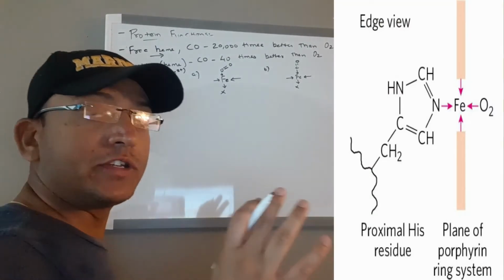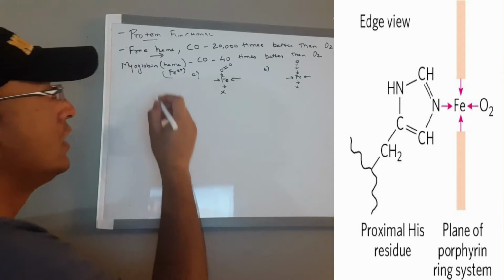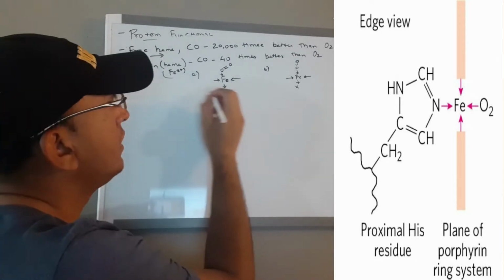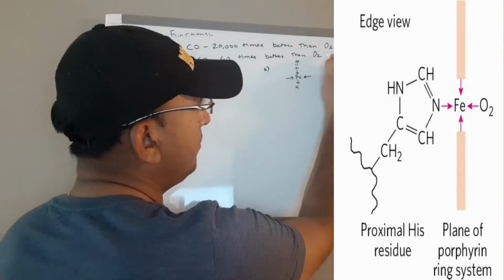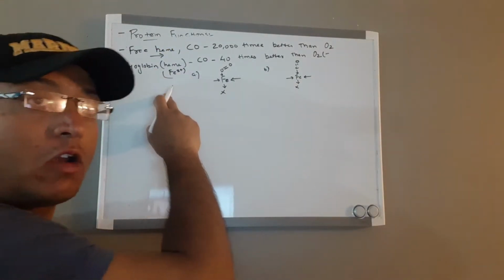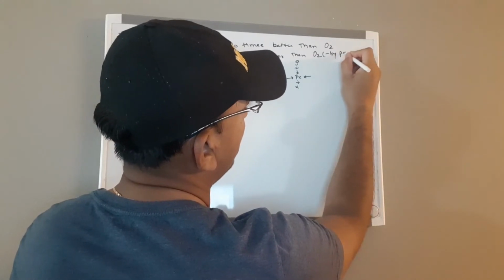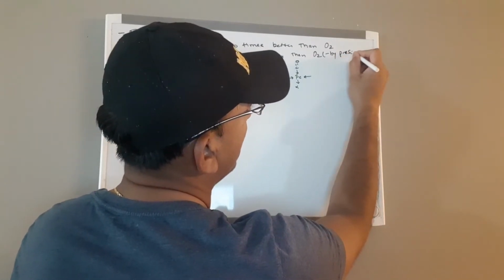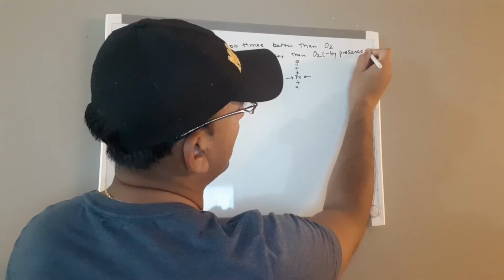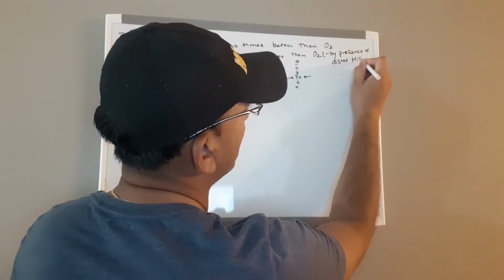So we saw that picture last time, and I will post it again, and you can see. So the oxygen affinity for the heme when it's bound to the myoglobin is increased by the presence of the distal histidine group, right?